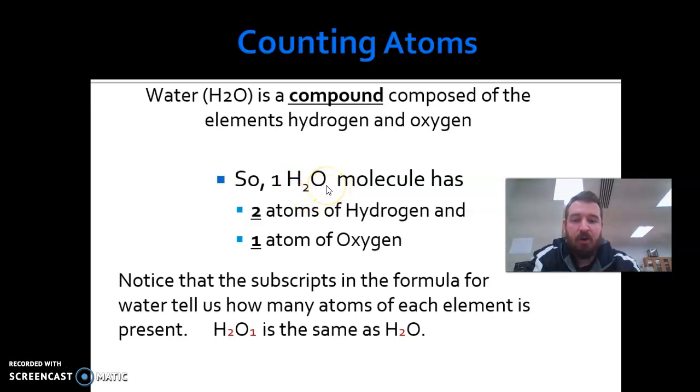After the O, there is no number, right? And that is the same thing as there just being a 1, right? If there were no O's, you wouldn't see that letter at all. So if you see an element in a compound or by itself that is not followed by a subscript, you can assume that there's 1 of that element or atom.